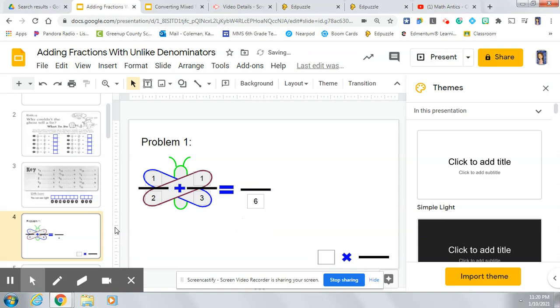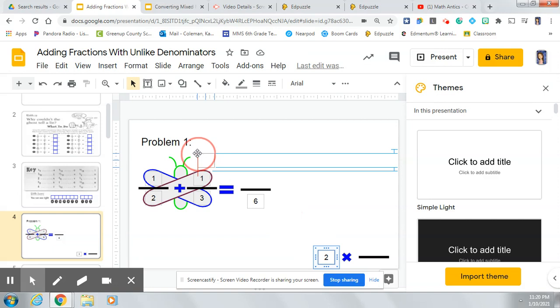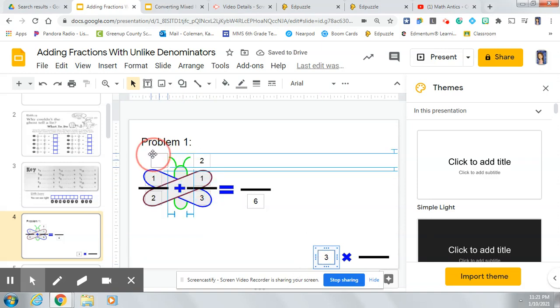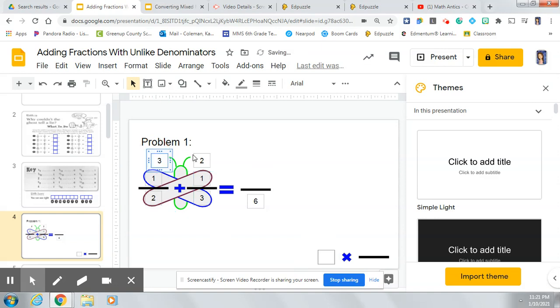To get my numerators, I have to multiply my wings. I have to multiply the numbers together that are in my purple wing. So 2 times 1, it's going to be 2. And I'll put that above, right next to the antenna by the purple wing. Then I have to do the blue wing. I have to do 1 times 3 for the blue wing. 1 times 3 is 3. I'm going to put 3 next to the other antenna. And to get my numerator, I have to add those two numbers together. So 3 plus 2 would be 5.